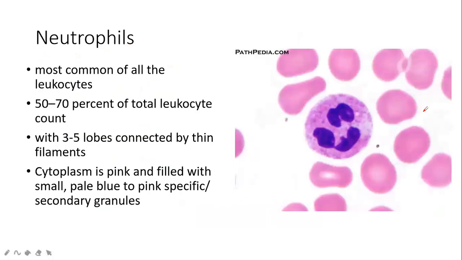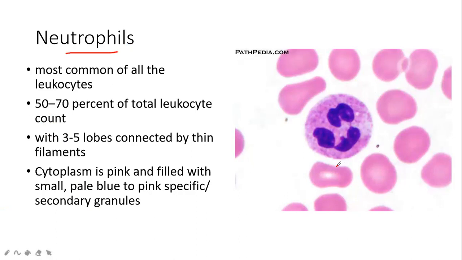So let's talk about your neutrophils. Neutrophils are the most common of all your leukocytes, around 50 to 70% of your total leukocyte count. Meaning, if you perform a differential count of your WBCs, with a total of 100, the majority of what you see will be neutrophils. In a normal person with no illness or infection, you will normally see around 50% to 70% neutrophils.